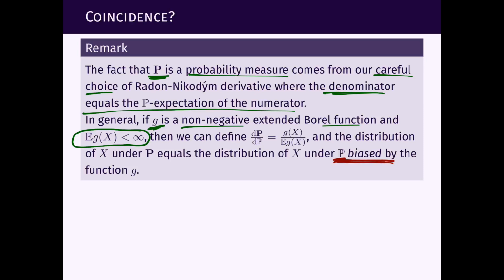To make sure the new measure is a probability measure, we have to normalize, putting in the denominator the average of whatever is in the numerator. And this is what in statistics is called biasing. So we bias by this factor g of x.